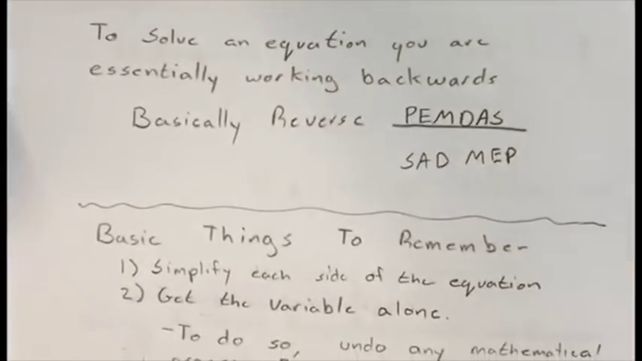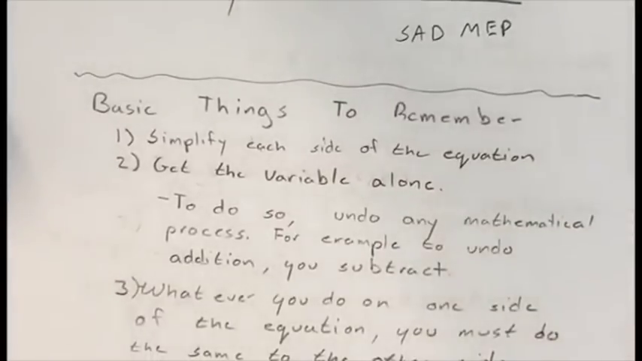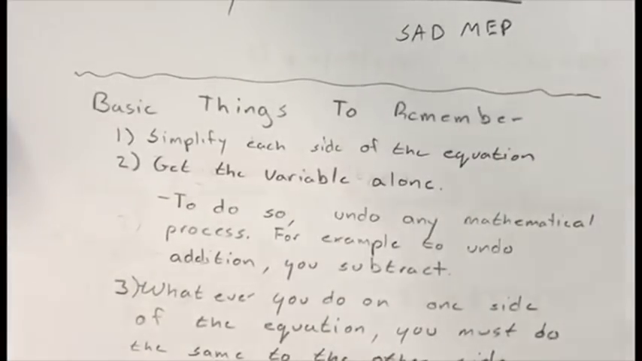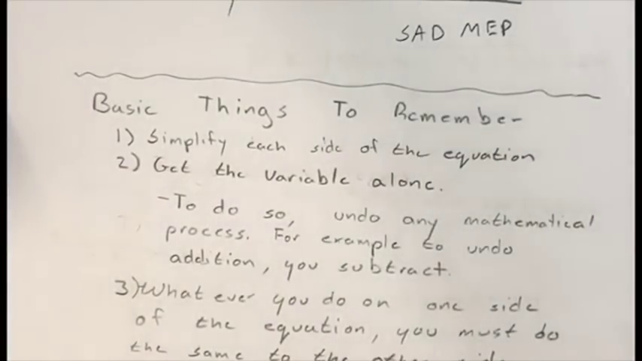Some basic things to remember when you're solving equations, and this is just really basic things. This is not everything that you need to know when solving massive equations. But these three are Mr. Lewis's main rules to always follow. It's just something that's always helped me. The first one is to simplify each side of the equation. Basically, I will look at one side and see if I can simplify it as best as I possibly can and make it easier for me to read.